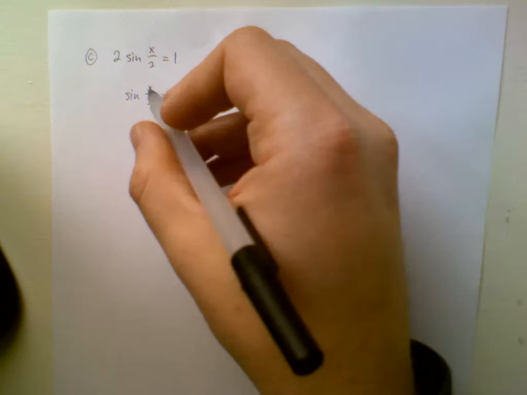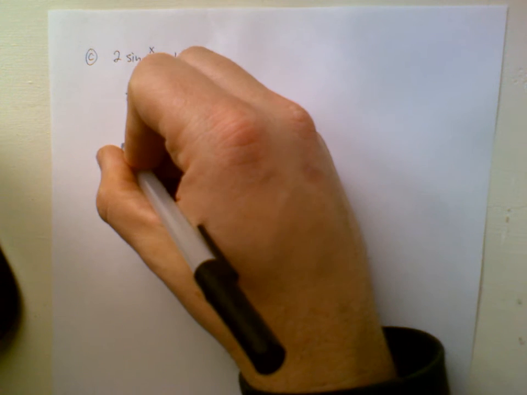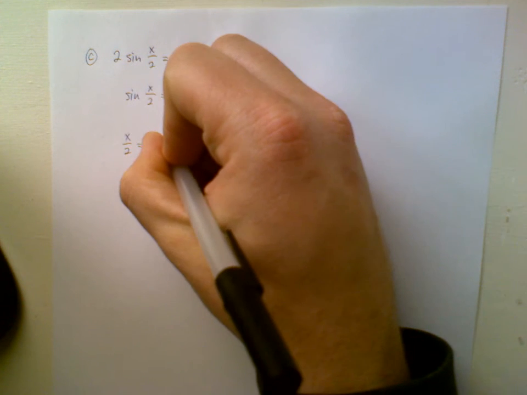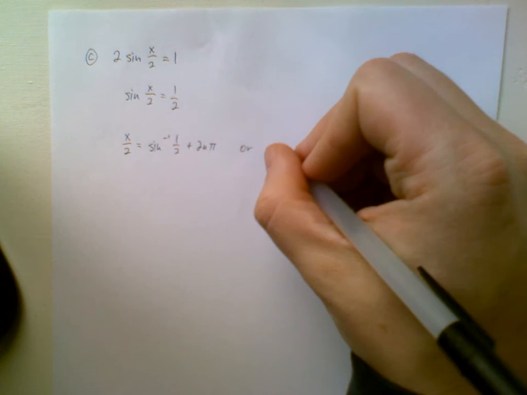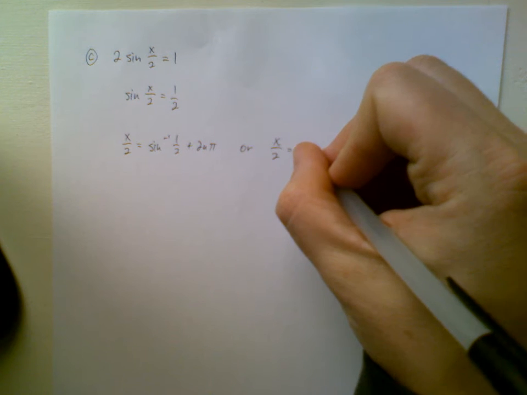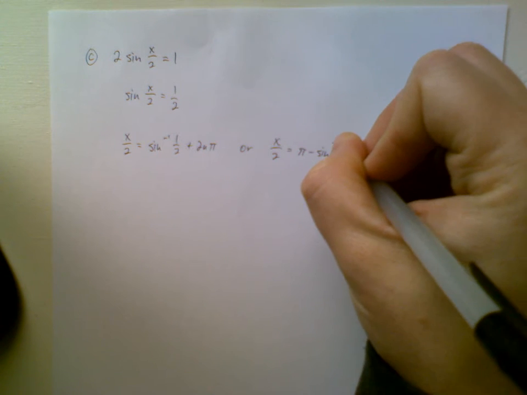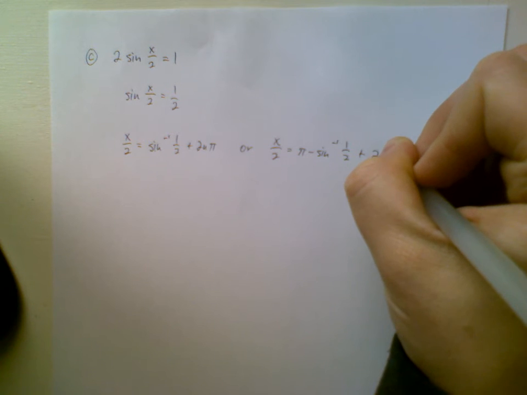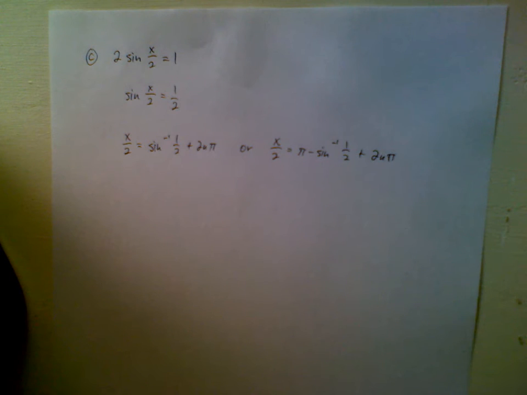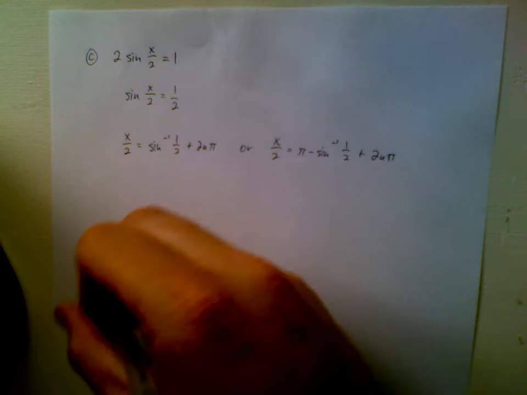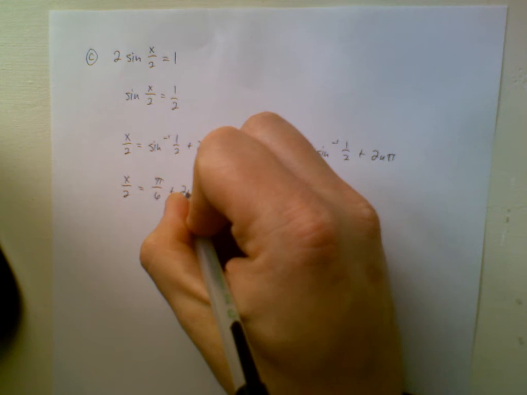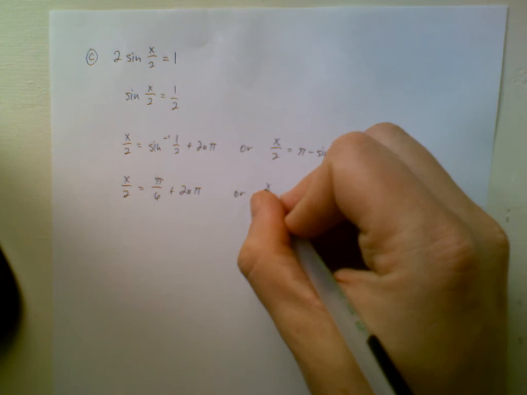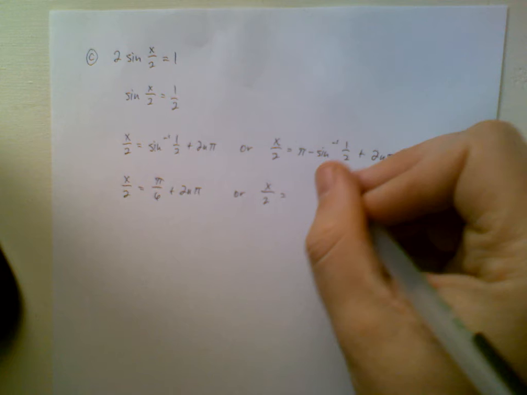If sine x over 2 equals 1/2, then that means x over 2 is sine inverse of 1/2, plus 2n pi, or x over 2 is pi minus sine inverse of 1/2 plus 2n pi, of course. We've done sine inverse of 1/2 so many times, right? It's pi over 6, so 5 pi over 6 over here.